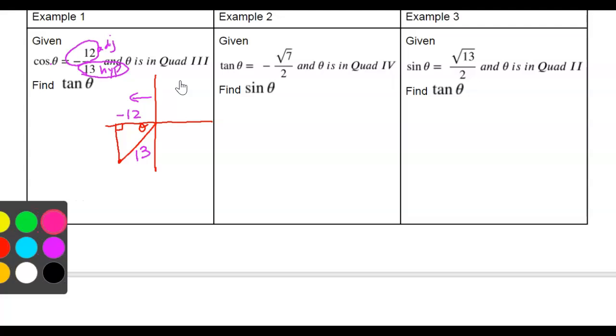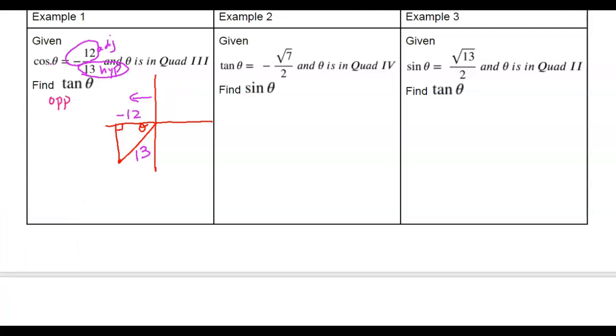All right, for tangent, tangent is opposite over adjacent, and we know adjacent is negative 12. Okay, so I'm just going to go ahead and include that. So I need to find my opposite side. We've got the Pythagorean theorem. So a squared plus, make sure you use parentheses around the negative because it does matter, and then 13 squared.